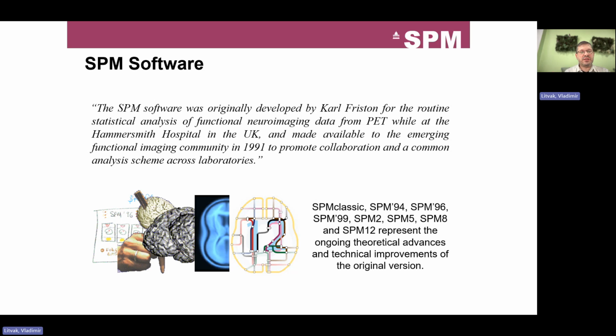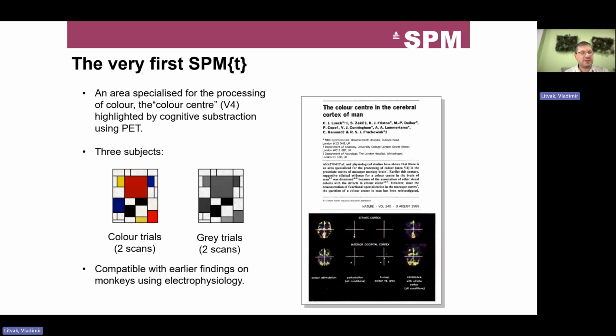So SPM originated in the late 80s, early 90s when Karl Friston and colleagues developed tools in MATLAB to analyze initially PET images and later extended this framework to MRI, fMRI, and EEG and MEG. This is one of the first SPM analyses of PET from 1989, where they compared subjects viewing colored images with those viewing grayscale images and found visual areas sensitive to color. At that time, that was sufficient to get a Nature paper, but I think nowadays you would need to work a bit harder to get to the same level.